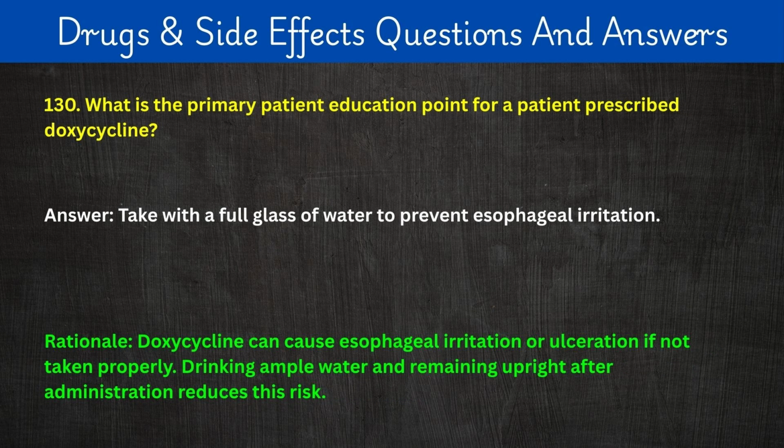130. What is the primary patient education point for a patient prescribed doxycycline? Answer: take with a full glass of water to prevent esophageal irritation. Rationale: doxycycline can cause esophageal irritation or ulceration if not taken properly. Drinking ample water and remaining upright after administration reduces this risk.